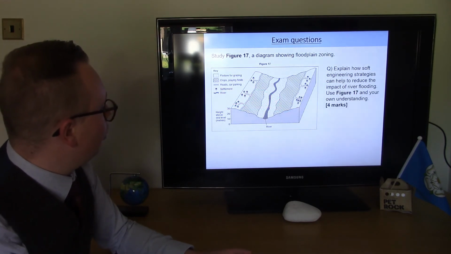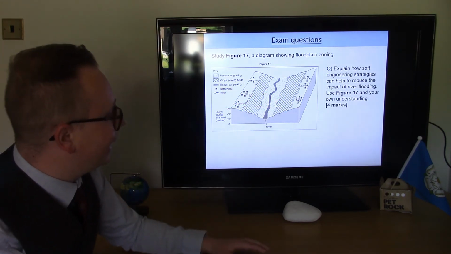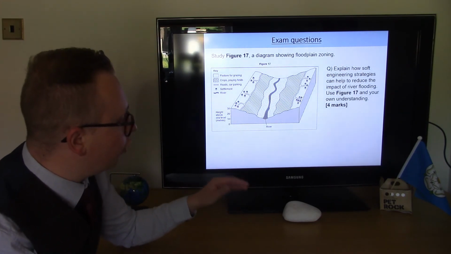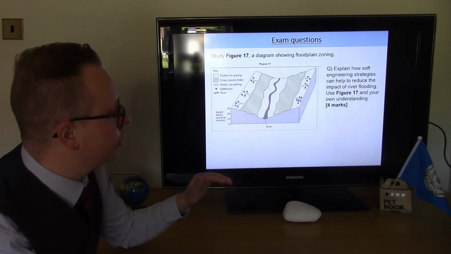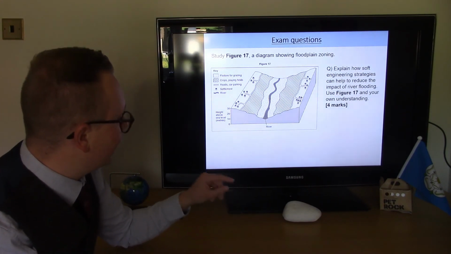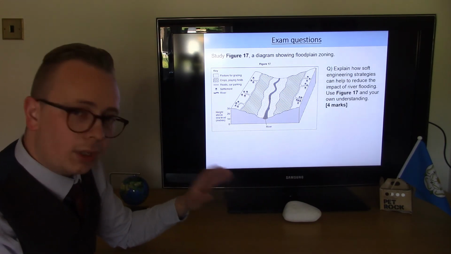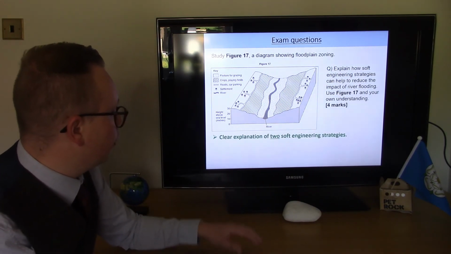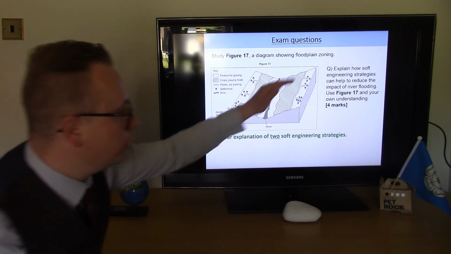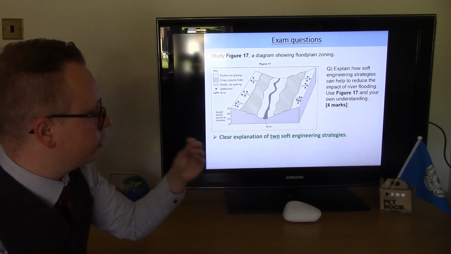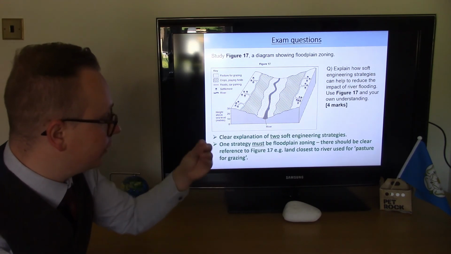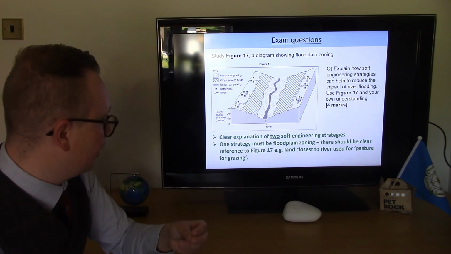And finally, one more question. We've got figure 17 here, a diagram showing floodplain zoning. And it says, explain how soft engineering strategies can help to reduce the impact of river flooding. Use figure 17 and your own understanding. Again, it's a 4 marker. So we want clear explanation of 2 soft engineering strategies. Only talking about soft here, we're just talking about 2 soft engineering strategies. And of course we must use figure 17, so you should really start with that.